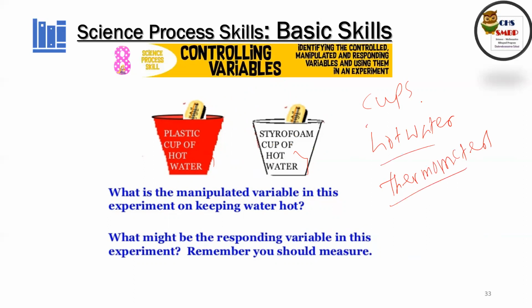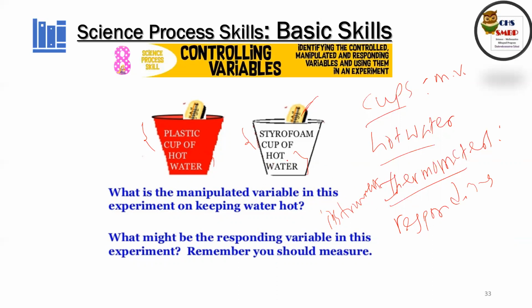Now could you please tell me which one is manipulated, which one is constant, which one is an instrument, and which one is the responding variable? You see two types of cups, right? Plastic cup and styrofoam cup. So you change the cup type, so cups will be the manipulated variable. Now what do you think about the thermometers to check the temperature? This will be an instrument, and then you see the hot water.